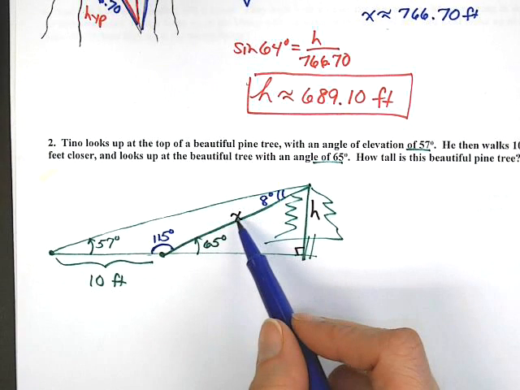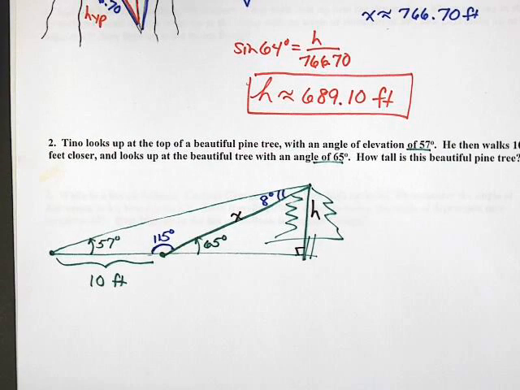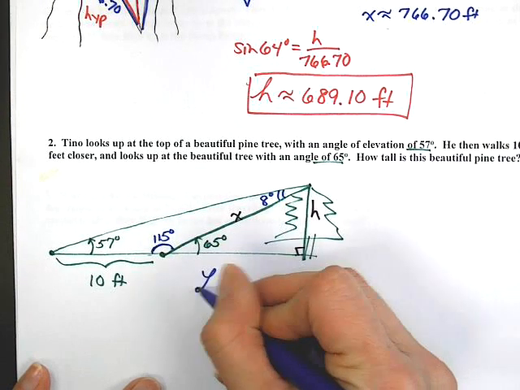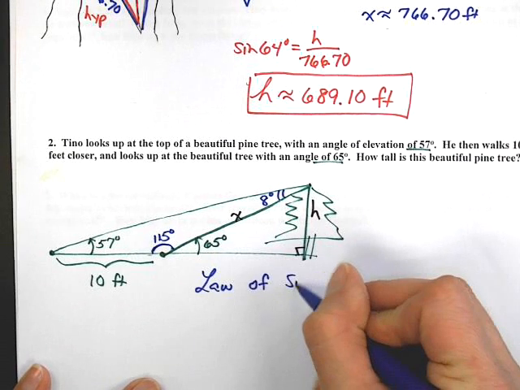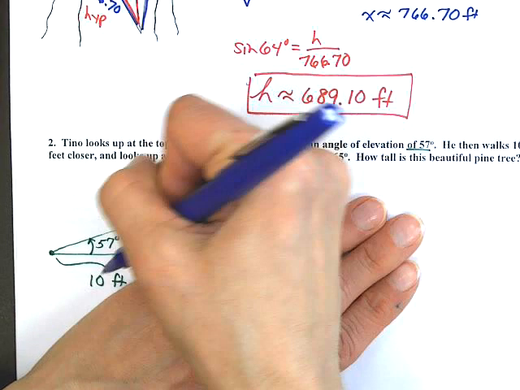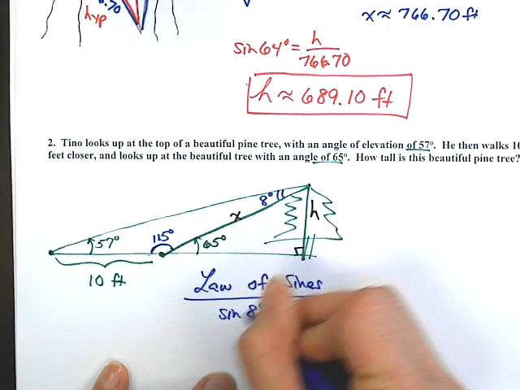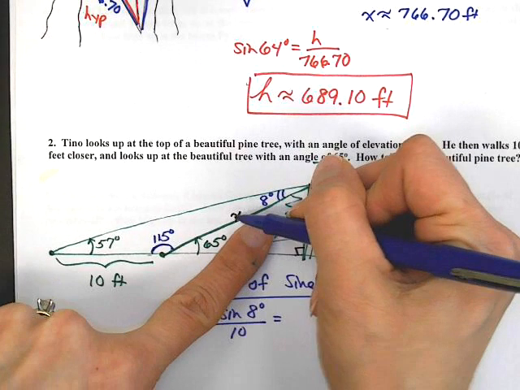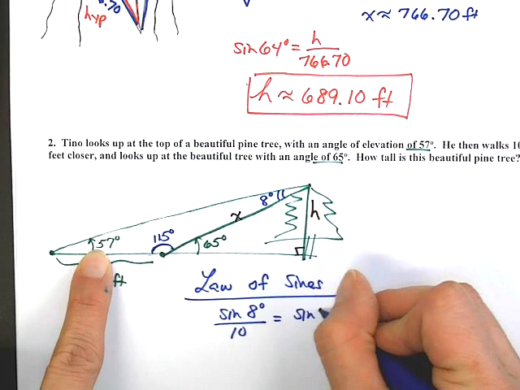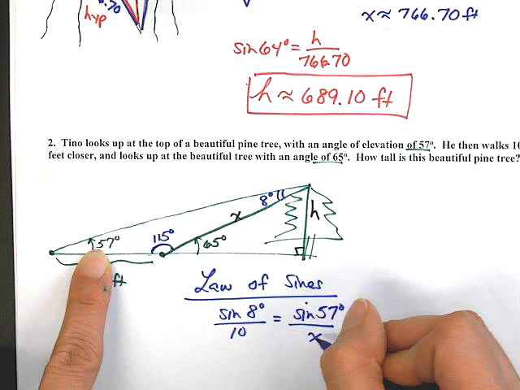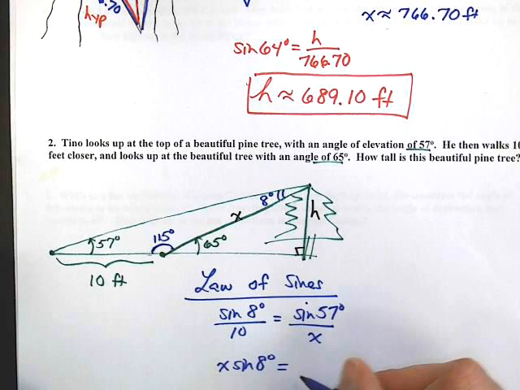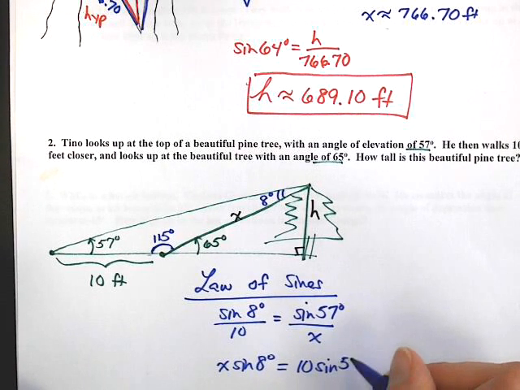And what I'm going to try to find is this side. Let's use our law of sines. So I have to use the 10, right? The law of sines is going to come in right here. Sine of 8 degrees goes with the 10. Okay, remember we're trying to find x. So what angle does that go with? Go across, 57. Sine of 57 degrees goes over x. All right, I'm going to cross multiply here. x times the sine of 8 equals 10 times the sine of 57.